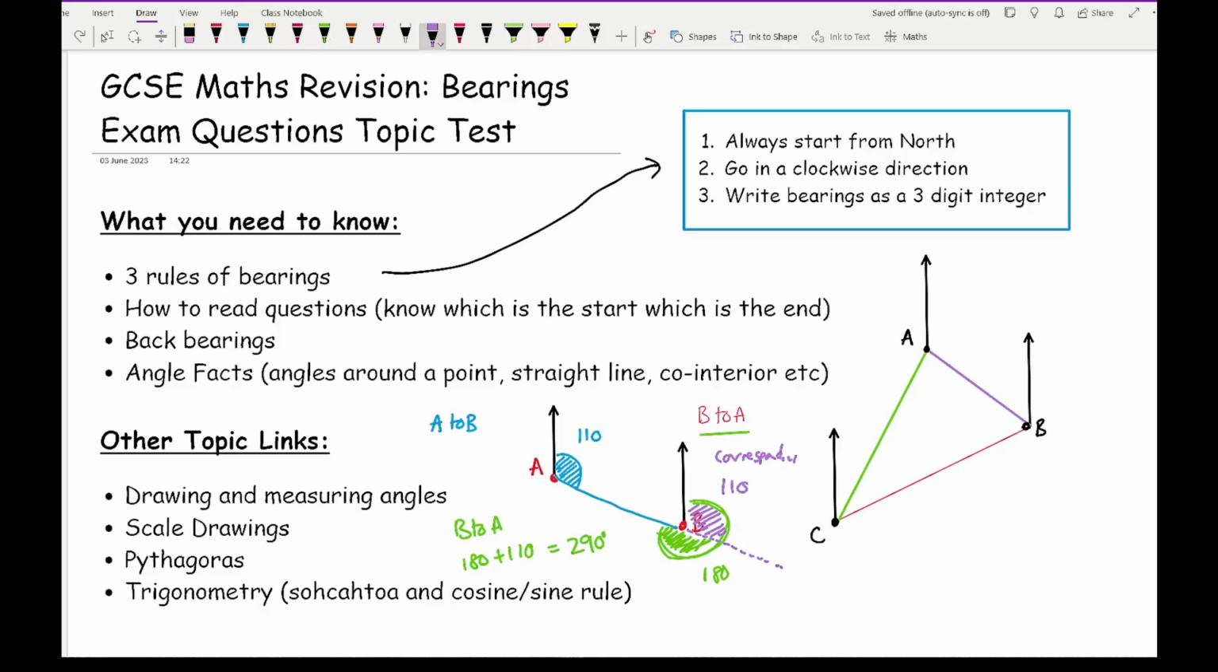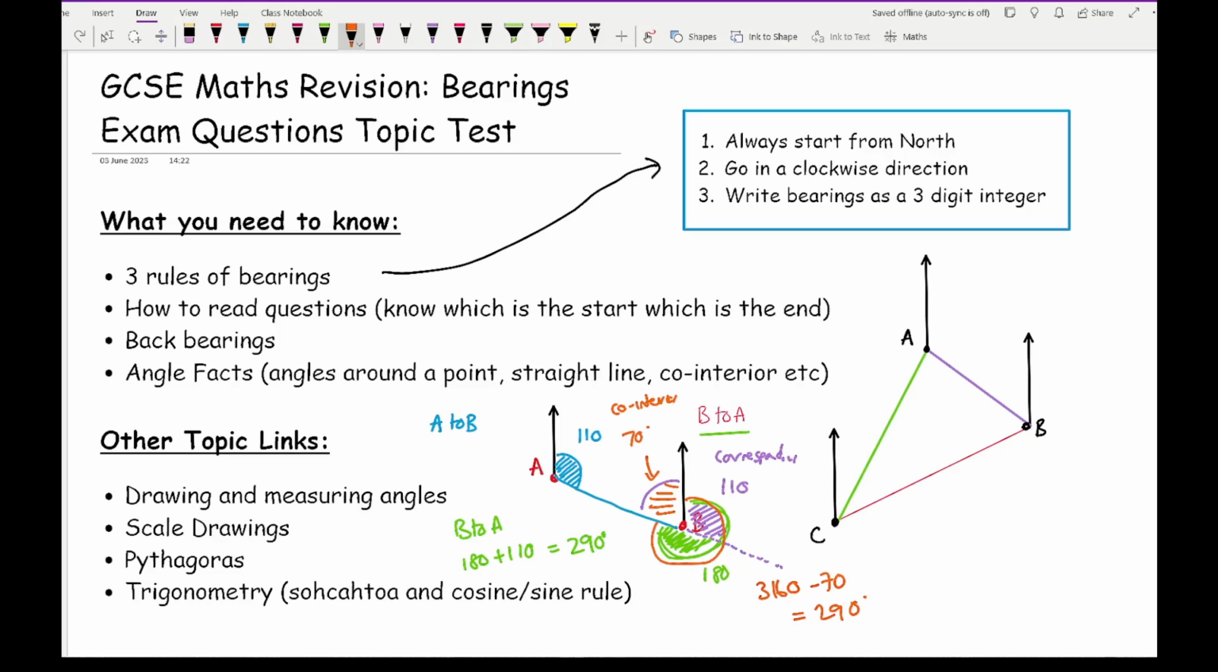Alternatively, what I could have done is worked out what this angle here is, and let me call that orange, and this angle here is going to be 70 degrees. Why? Because it's co-interior, and therefore to work out this angle here, which is B to A, I can then do 360 take away 70, and that gives me the same answer of 290. And again, that's without going anywhere near a protractor or an angle measurer. I can do that just based on facts I know about angles on parallel lines and angles around a point. So again, don't forget the basics.